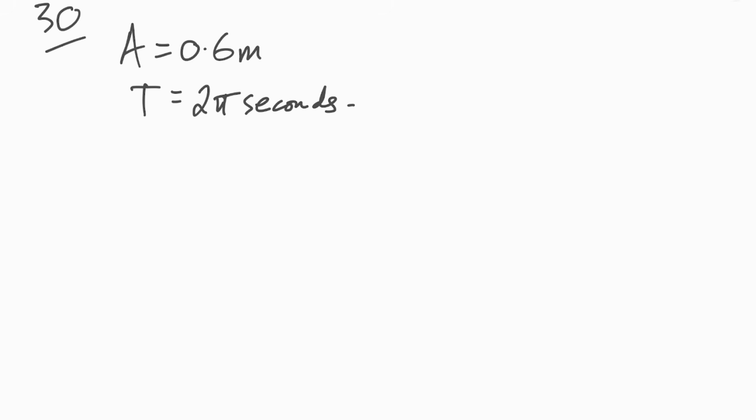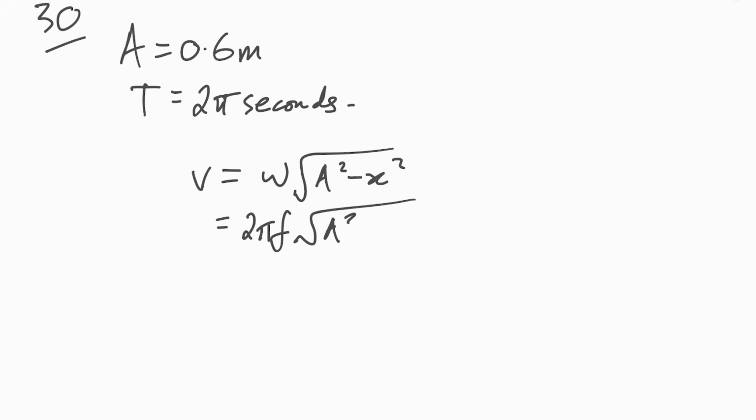30. A body is in simple harmonic motion. Finally, we have an amplitude of 0.6 meters and a period of 2 pi seconds. What is its speed when its displacement is 0.2 meters? Easy. We're just going to get our equation for this. It's plus or minus, we don't care about that too much, but it is omega times the square root of A squared minus x squared, or in other words, 2 pi f. Let's write it out, fine.